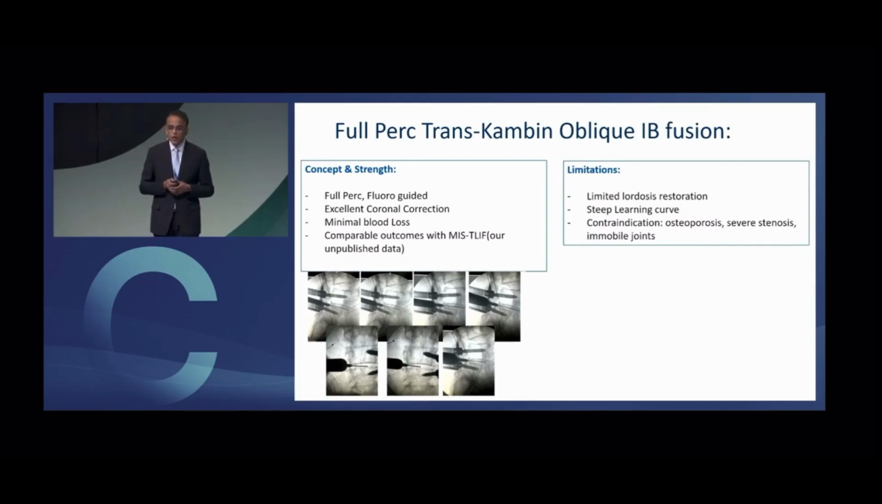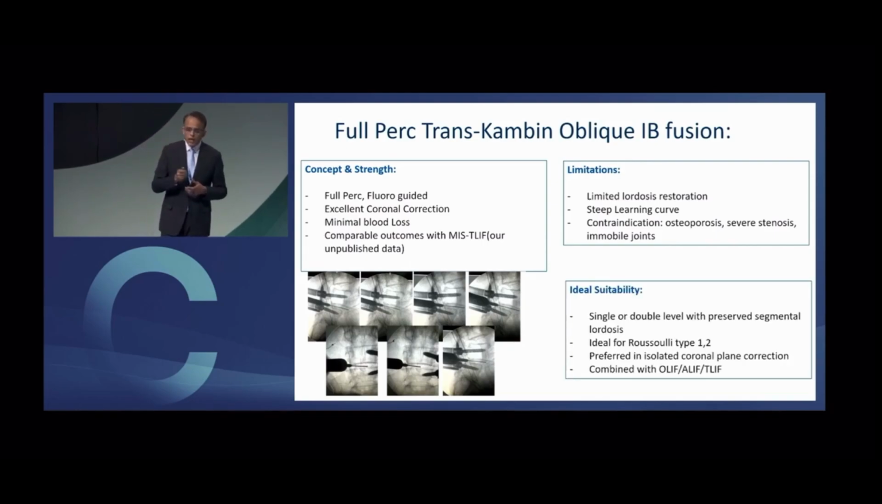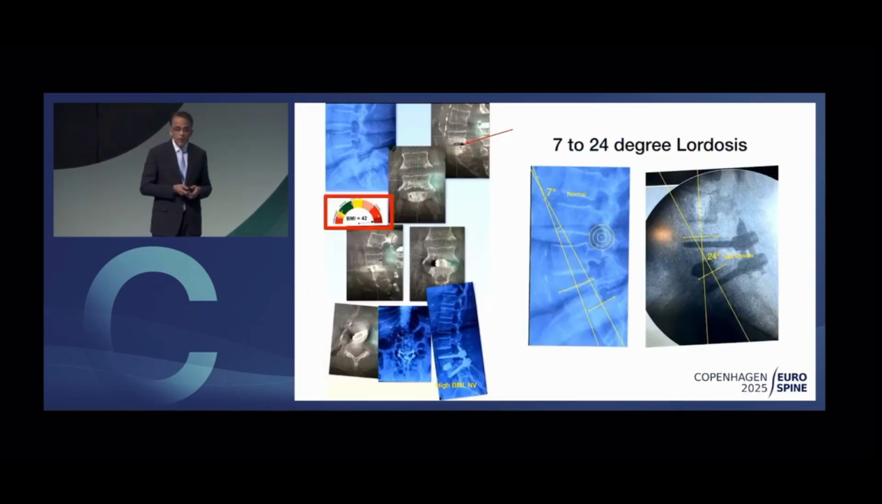It has a steep learning curve, and contraindications are just like routine indirect decompression: osteoporosis, canal stenosis, and a rigid segment. It is most ideal for single or double level fusion surgeries with preserved segmental lordosis, ideal for Roussouly type 1, type 2 pelvis, preferred for isolated coronal plane corrections, and combined with OLIF, ALIF, and TLIFs. Specifically, my choice would be in a very high BMI patient like this.